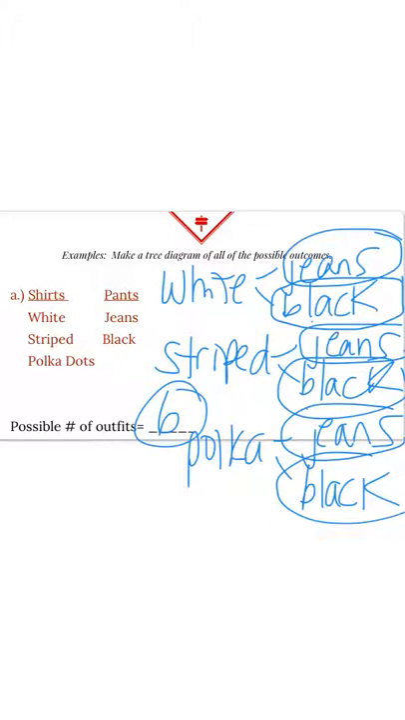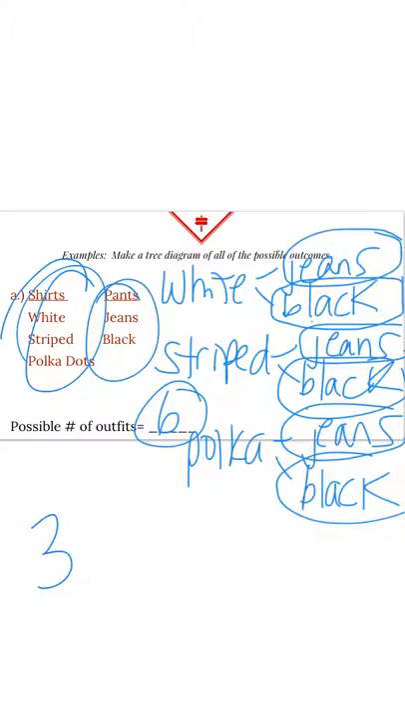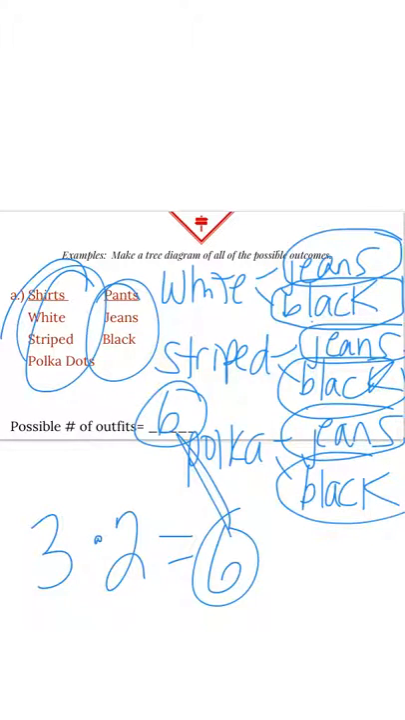If you wanted to check your answer, you could actually use the counting principle to check it. The number of shirts that we have is 3, and the number of pants we have is 2. So you just do 3 times 2, or 6, and it was the same.